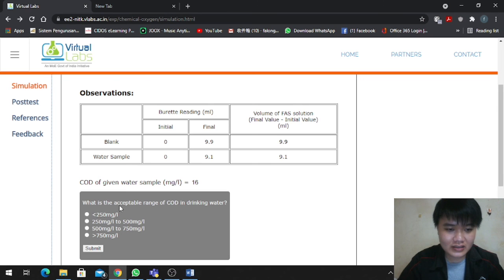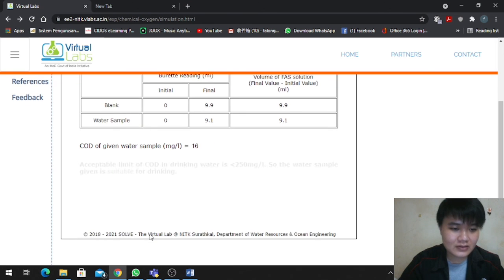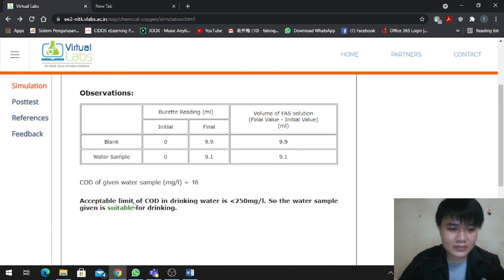What is the acceptable range of COD in drinking water? Less than 250 milligram per liter. Acceptable limit of COD in drinking water is less than 250 milligram per liter. So the water sample given is suitable for drinking.